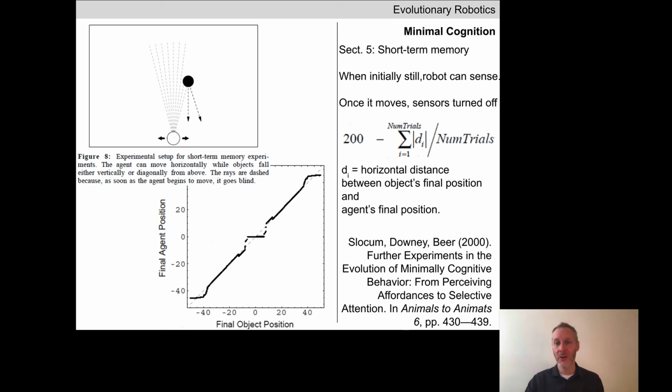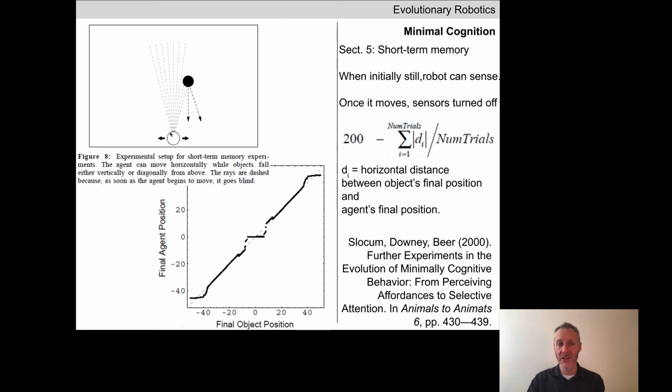How are we going to evolve a robot that is able to remember things? Well, we're going to go back to our rocket-controlled agent. We've got our agent that now has two motor neurons. Those two motor neurons control two rockets that exert thrust, causing the agent to move left and right along the bottom of the screen. We're going to drop single objects from above, as before.